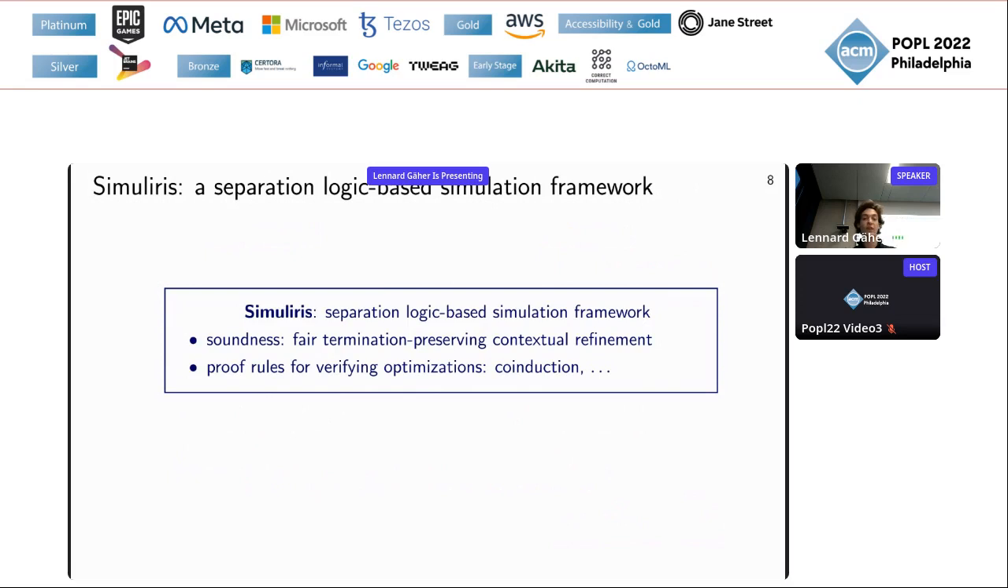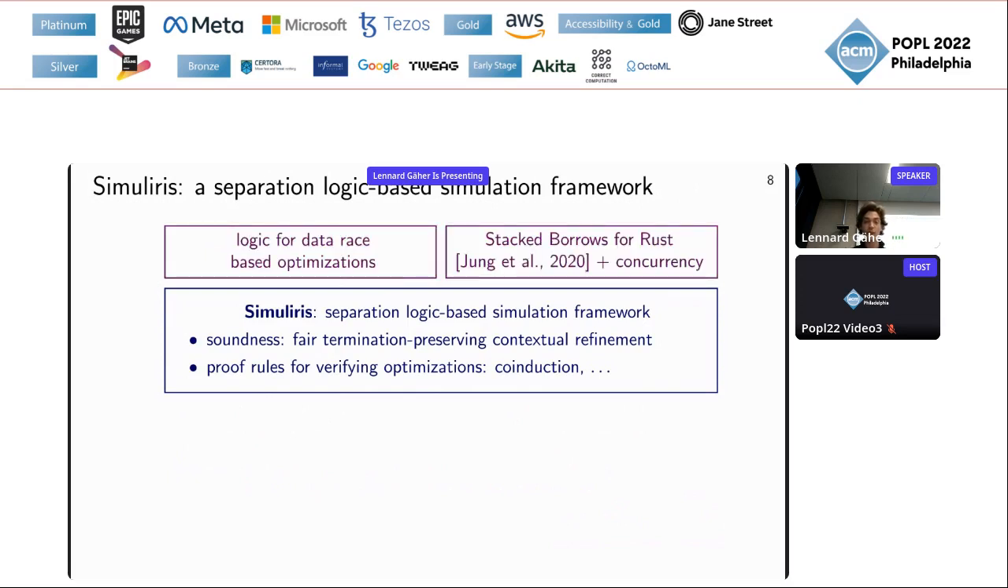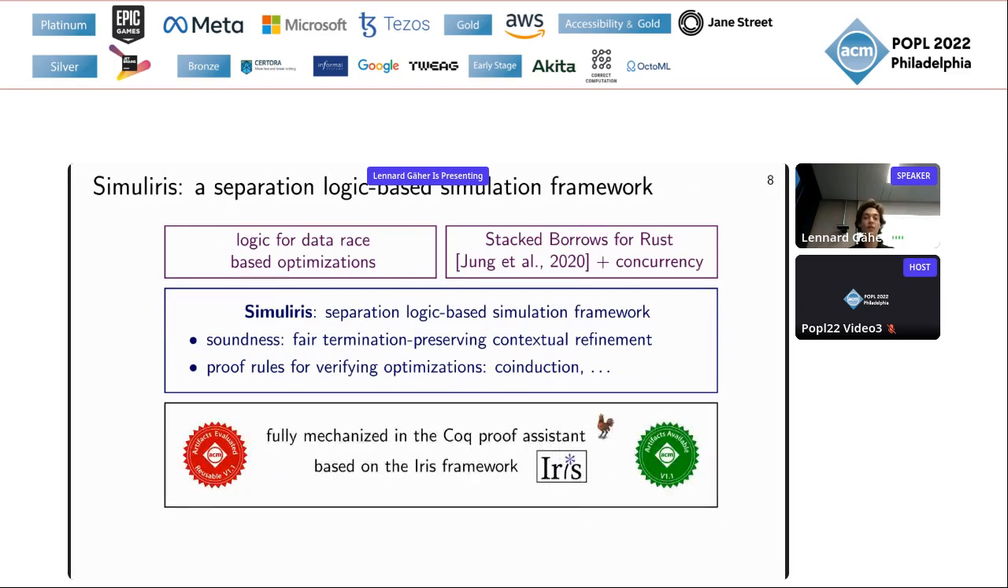First, a logic for data race-based optimizations. And secondly, we have re-implemented and extended the simulation logic from the Stacked Borrows paper by Jung et al., and it now has support for concurrency and other new reasoning principles. Finally, all of this has been fully mechanized in the Coq proof assistant using the Iris framework, and our Coq artifact is freely available and has been deemed reusable.